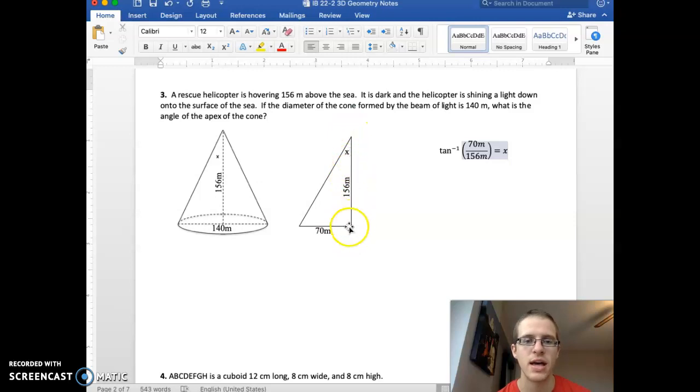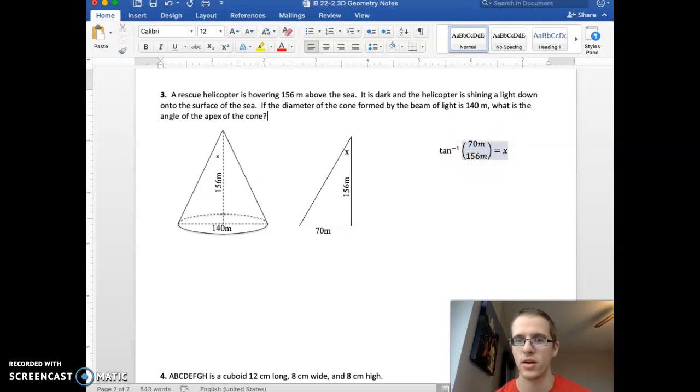That's where the helicopter's at. Notice I labeled my base 70 because the base is just the radius. It's not the full diameter. So this is the triangle we're using. Opposite over adjacent. We're using inverse tangent of 70 over 156. Check and see, make sure your calculator's in degrees.